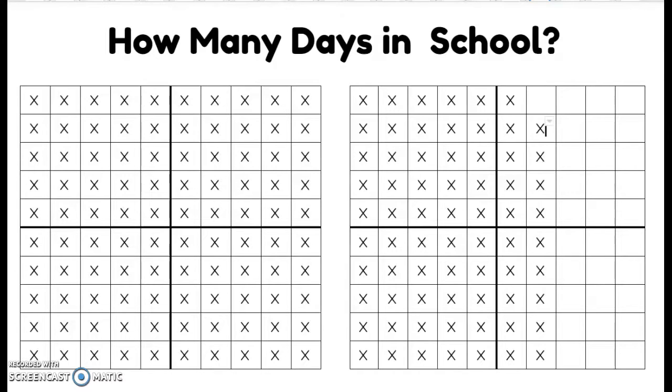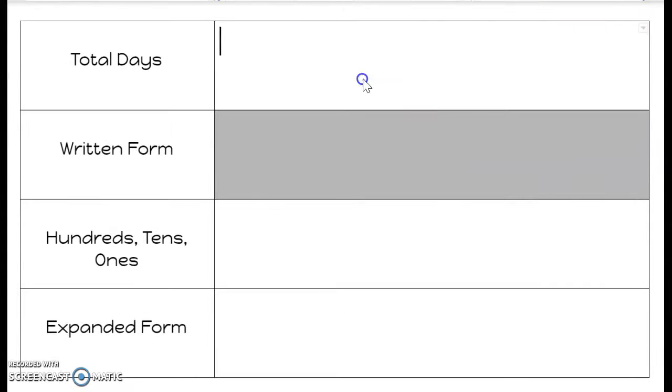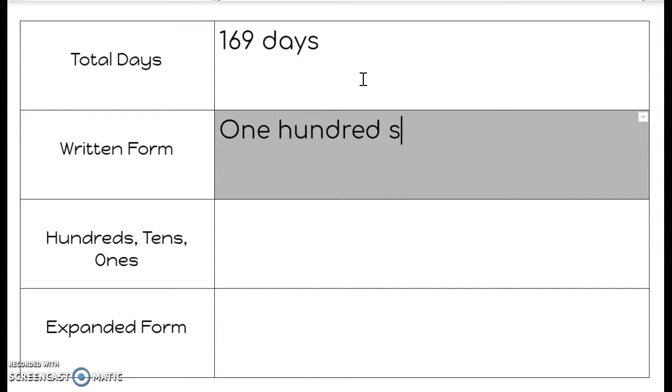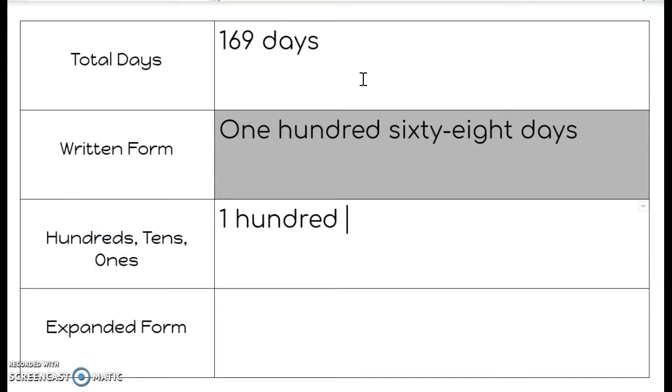All right, let's see. If we had 168 yesterday, what comes right after 168? 169. Very good. 169 days. Written form, 169 days. Hundreds, tens, and ones. There's 100 plus how many tens? 6 plus how many ones? 9 ones.